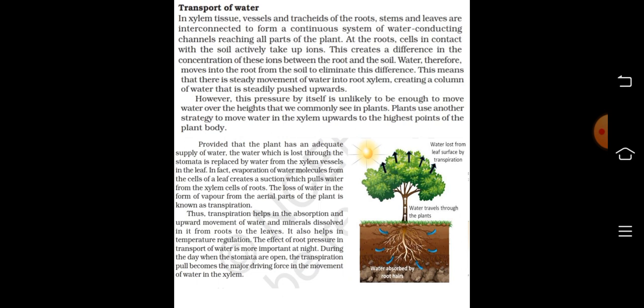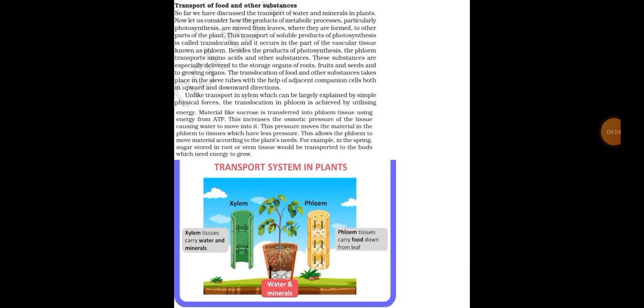The effect of root pressure in transport of water is more important at night. During the day, when the stomata are open, the transpiration pull becomes the major driving force in the movement of water in the xylem and other substances. So far, we have discussed the transport of water and minerals in plants. Now, let us consider how the products of metabolic processes, particularly photosynthesis, are moved from leaves where they are formed to other parts of the plant.